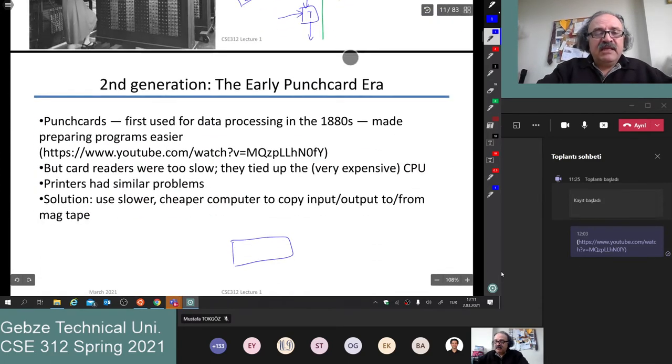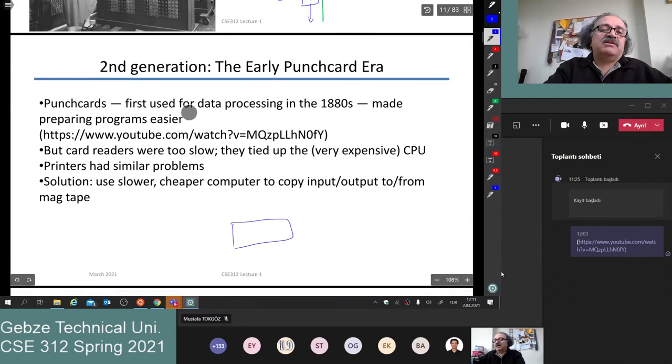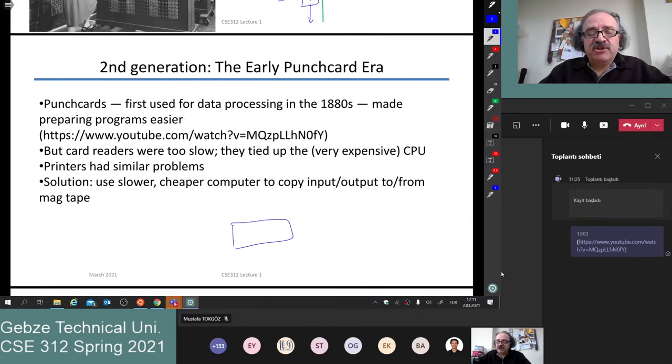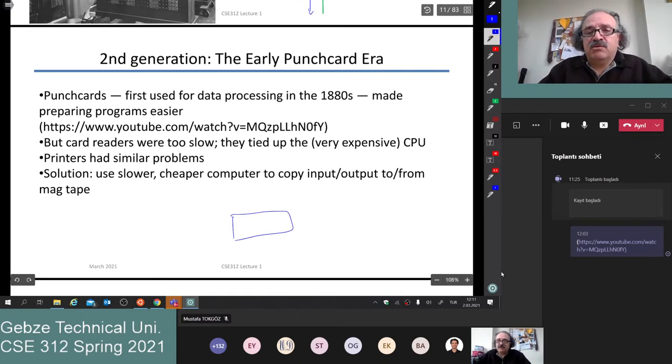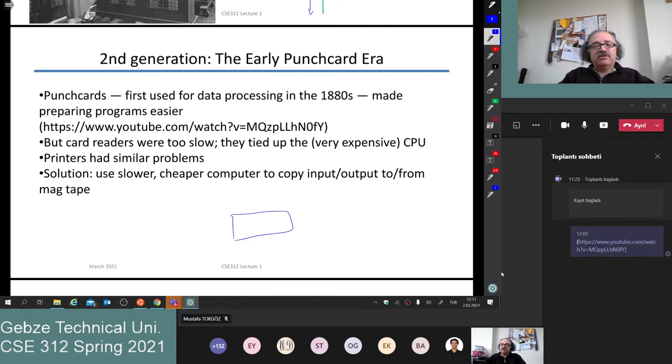The same problem here. Reading punch cards is slow because card readers are too slow. So I am tying up the CPU. The CPU is very expensive. What am I going to do? I need to find a solution.